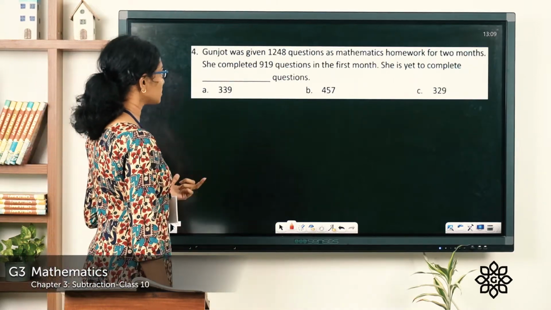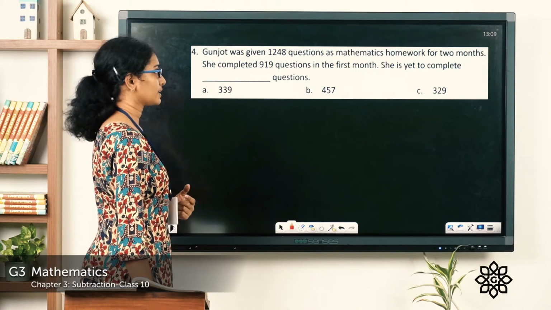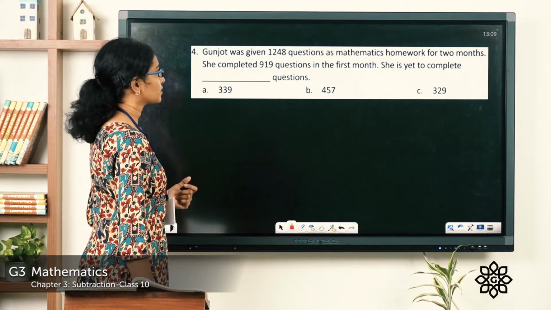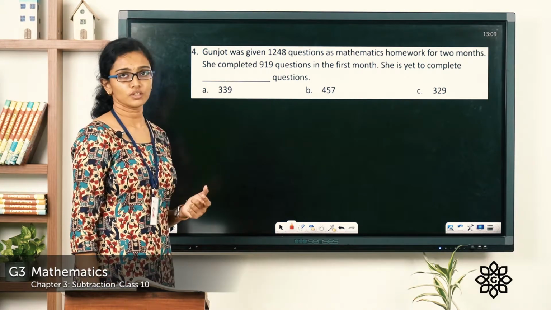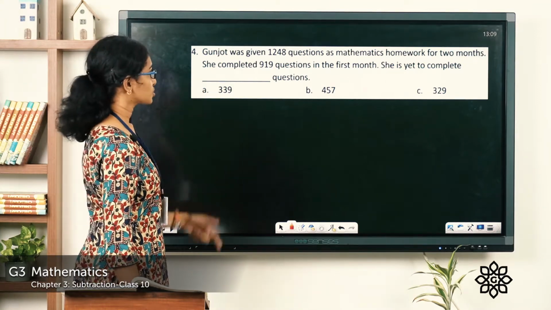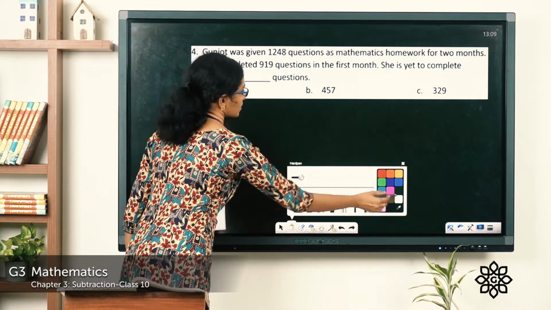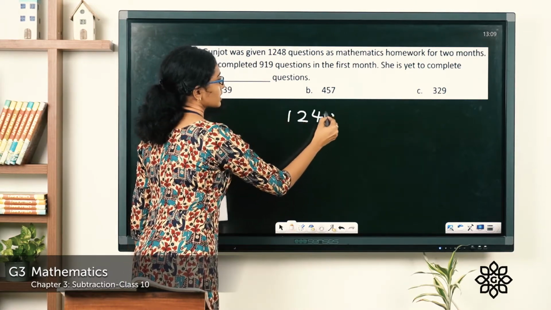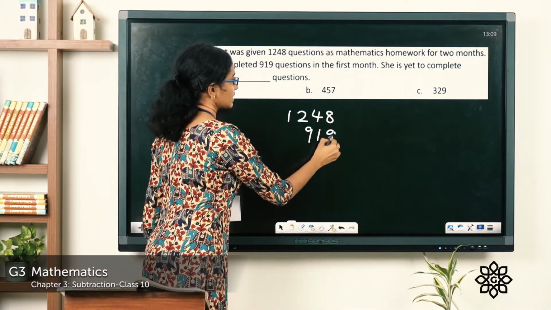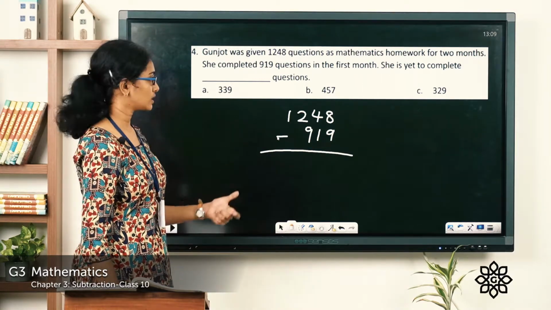Now, Ganchot was given 1248 questions as mathematics homework for 2 months. She completed 919 questions in the first month. She is yet to complete dash questions. So she was given a total of 1248 questions, and how many she completed in the first month? She completed 919 questions in the first month. Now how many more questions are there for her to complete?